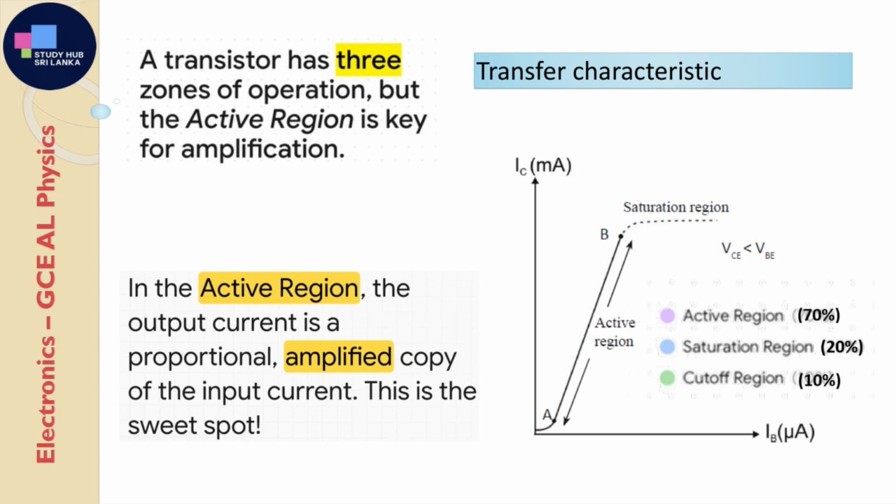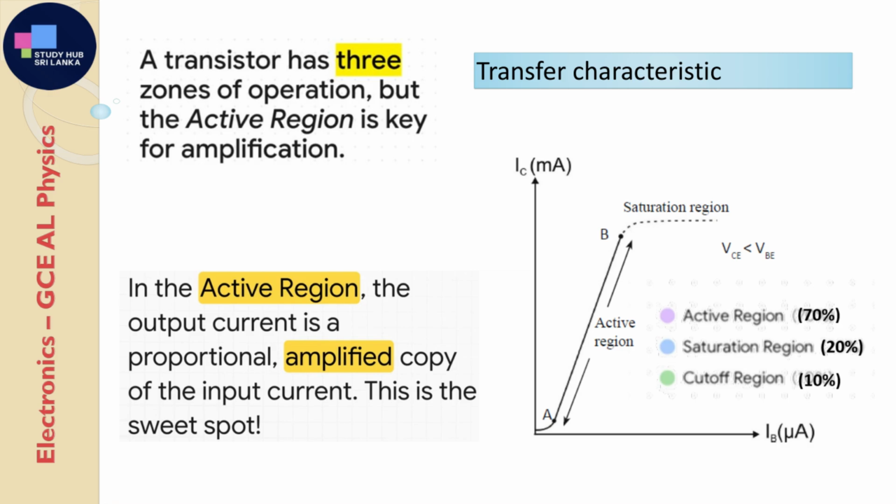So what makes the active region so special? Well, in this zone, the output current becomes a direct, proportional, and much larger copy of the input current. If your tiny input signal wiggles up and down, the huge output signal wiggles up and down in the exact same pattern, just way bigger. That's what true high-fidelity amplification is all about.